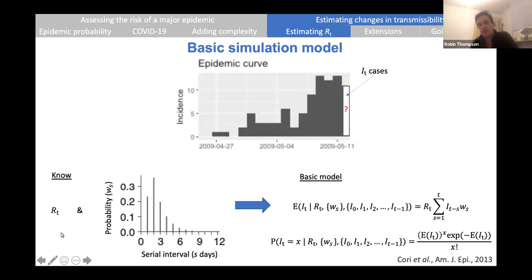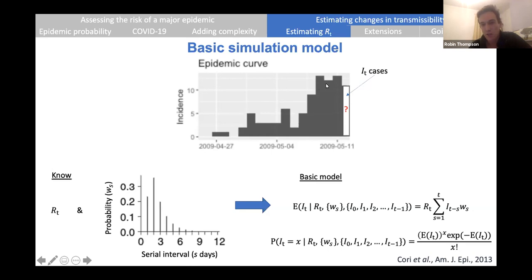And then the idea behind the method is, if you knew both of those quantities, you could run simulations of a sort of branching process, renewal equation model. And what you would do is you would say, how many cases are going to appear on day T? We look at all the cases from the previous day, and each one of these cases is going to generate RT new cases on average. They're going to generate RT new infections each. And the proportion of those RT new infections that appear on day T correspond to having a serial interval of 1 day. So in other words, a proportion 0.22 of those new infections will occur on day T.